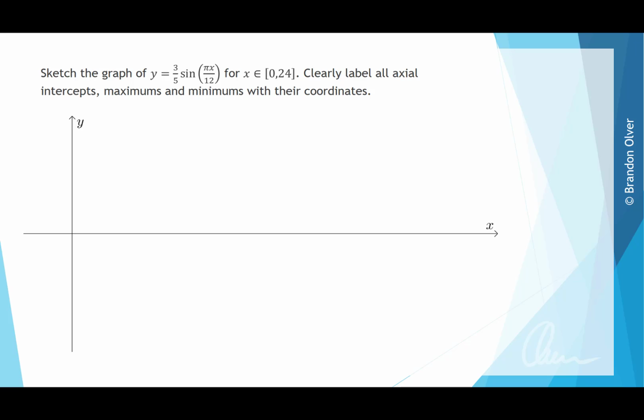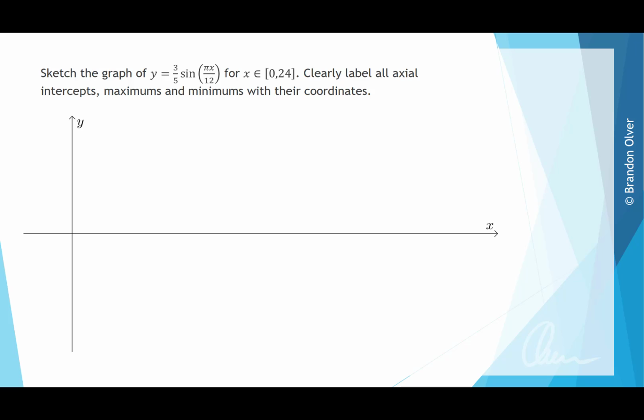Sketch the graph of y equals 3 divided by 5 times sine of pi x over 12 for x is an element of 0 to 24. Clearly label all axial intercepts, maximum and minimums with their coordinates. So because there's been no translations that have occurred, it means there's only dilations and possibly reflections.